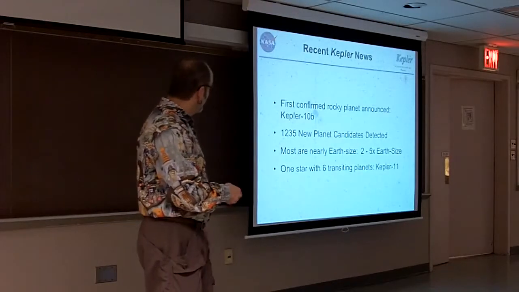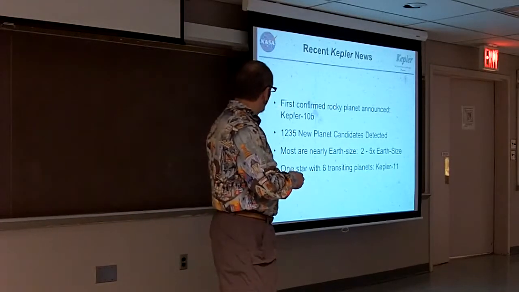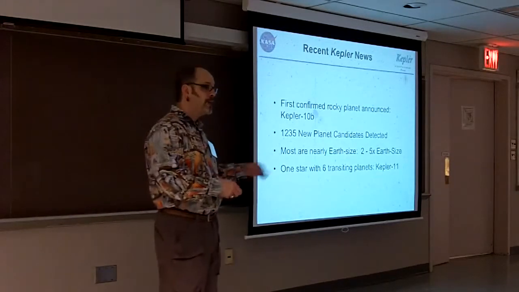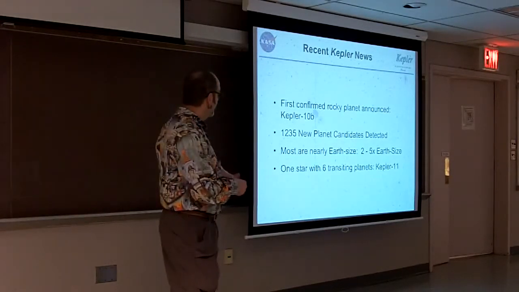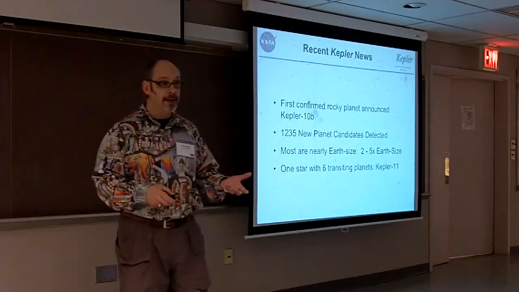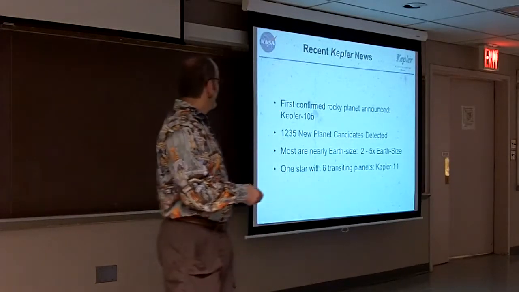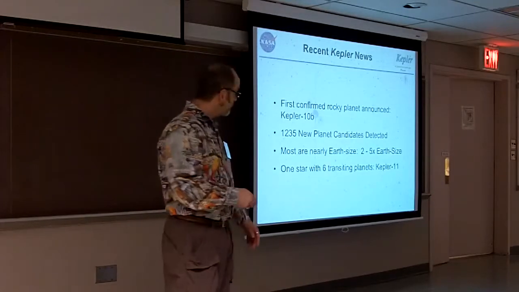Some recent Kepler news. In January, we announced the first confirmed rocky planet, Kepler 10b. This is the first planet that's unambiguously made of rock. It's 1.4 Earth radii. It's in a 0.8-day period orbit about its star. This was very exciting indeed.